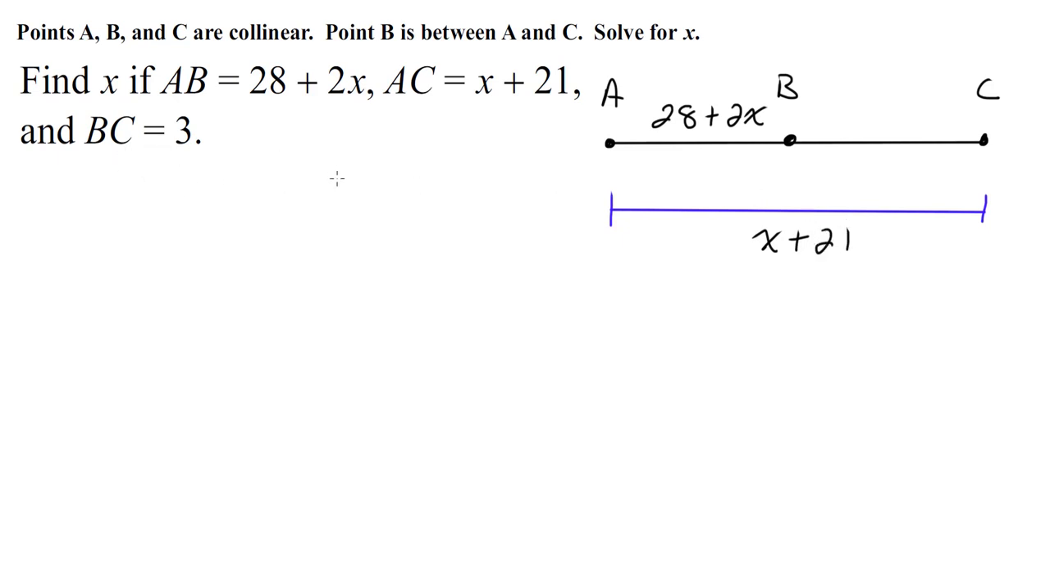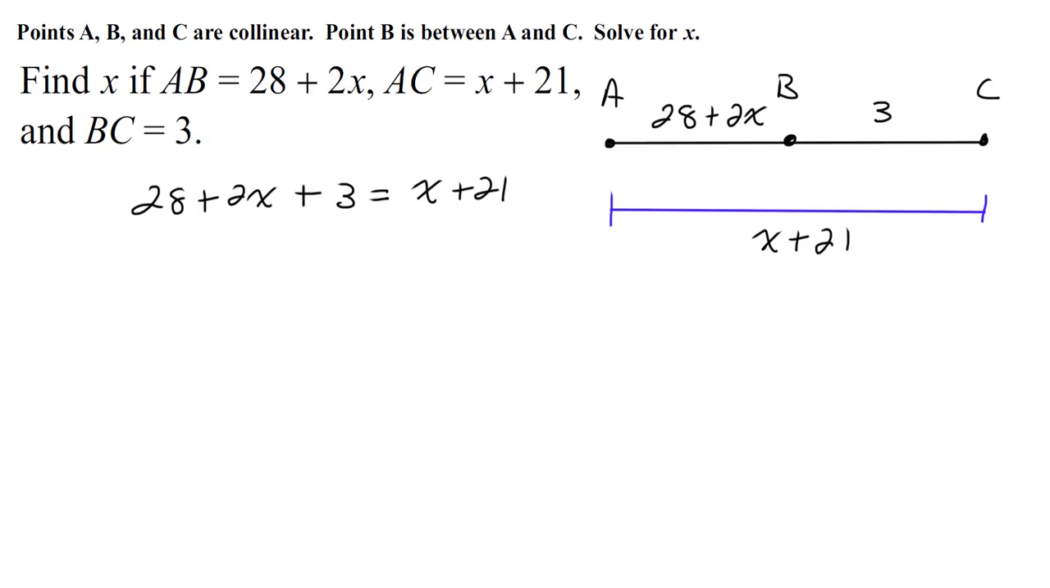And BC is 3, so this is 3. And now, seeing it like this, it might make it easier for you to write your equation. So I know that AB plus BC has to equal AC. So I have here 28 plus 2x plus 3 equals x plus 21.